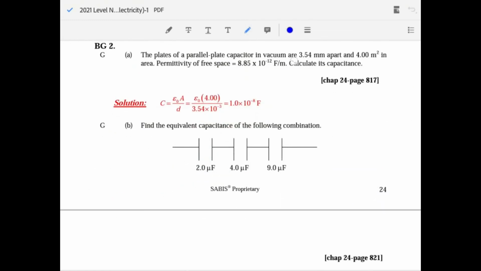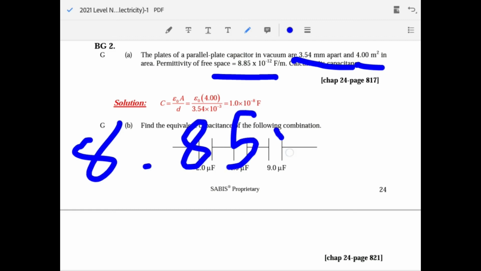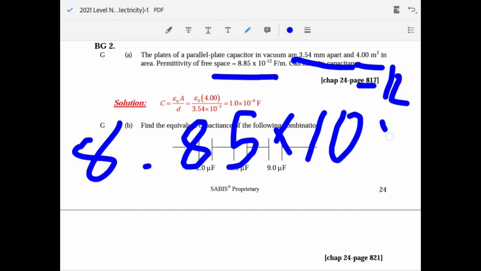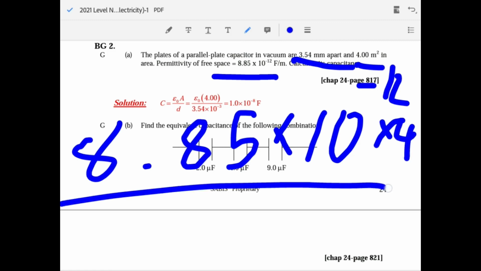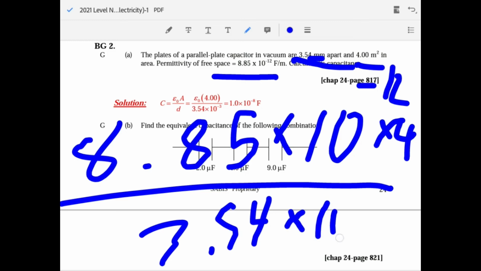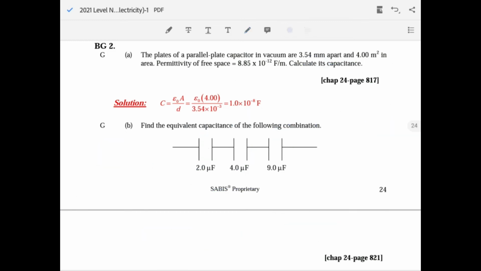The plates of a parallel capacitor in vacuum, 3.5 millimeters apart, 4 meters squared, 8.85 times 10 to the minus 12 farads per meter. So obviously, it's the other formula, this formula. 8.85 times 10 to the minus 12 times 4 meters squared over 3.54, but millimeters, so times 10 to the power minus 3.